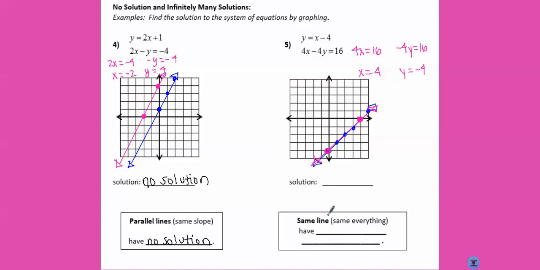Whenever we have the same line, the same everything, they're all lined up perfectly, we have infinitely many solutions. So that's our answer here. Infinitely many solutions.